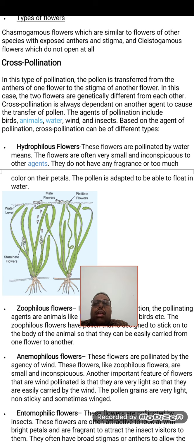So when the pollen grain is released, it starts to float. When it floats, it will come and stick to the stigma. When it sticks to the stigma, then the normal process of fertilization, that means growth of pollen tubes and those types of further processes, will take place.